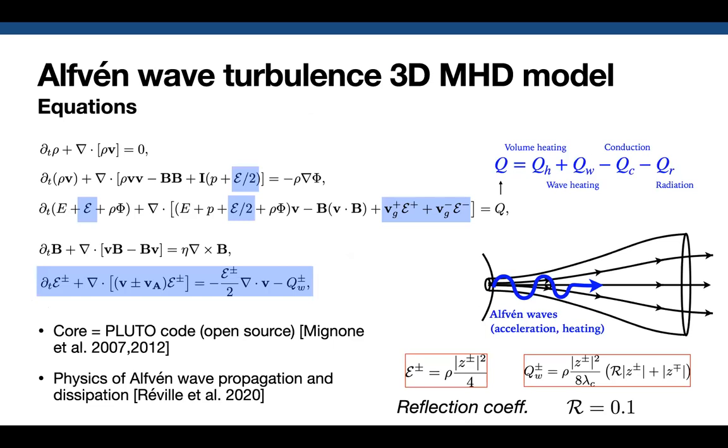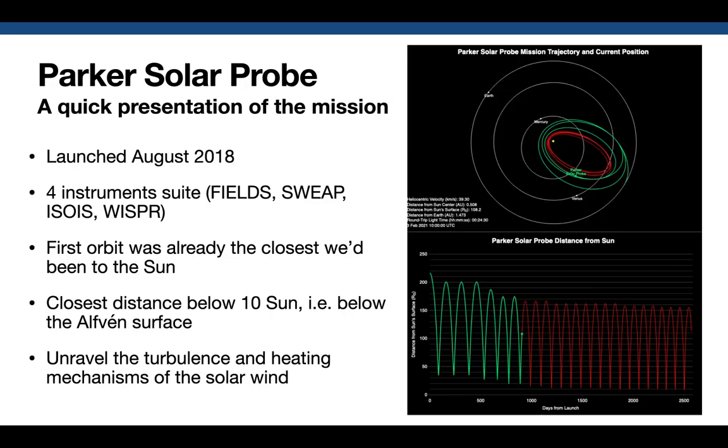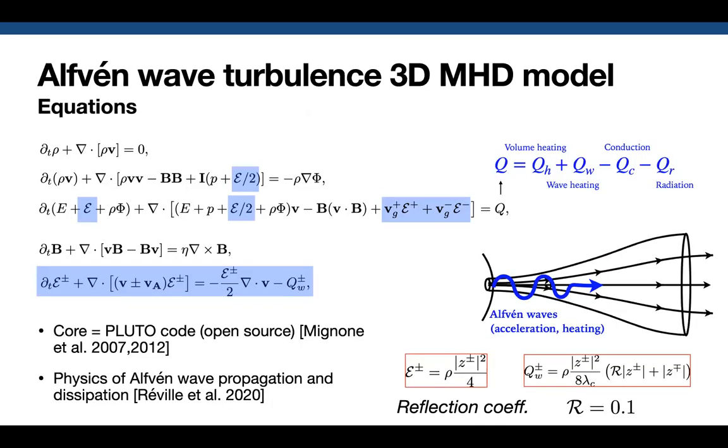Okay, so this was the introduction, essentially. Now I'm going to talk about what I did with colleagues, of course, and what I did was to develop an Alfvén wave turbulence 3D MHD model, which accounts for the Alfvén wave transport and the dissipation.